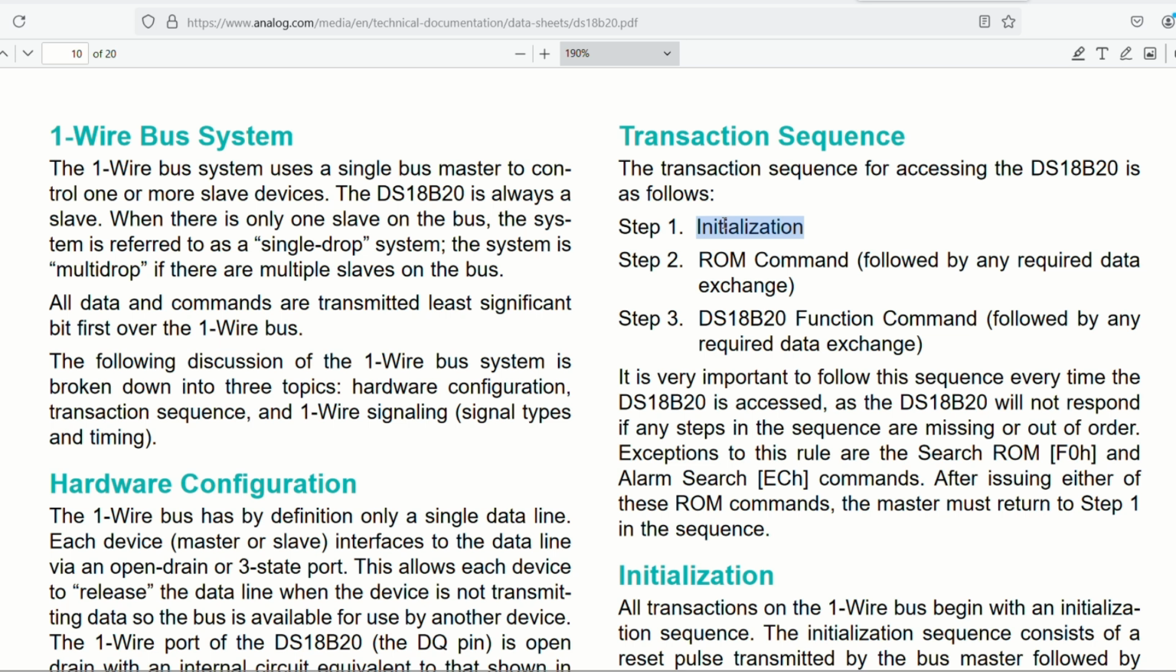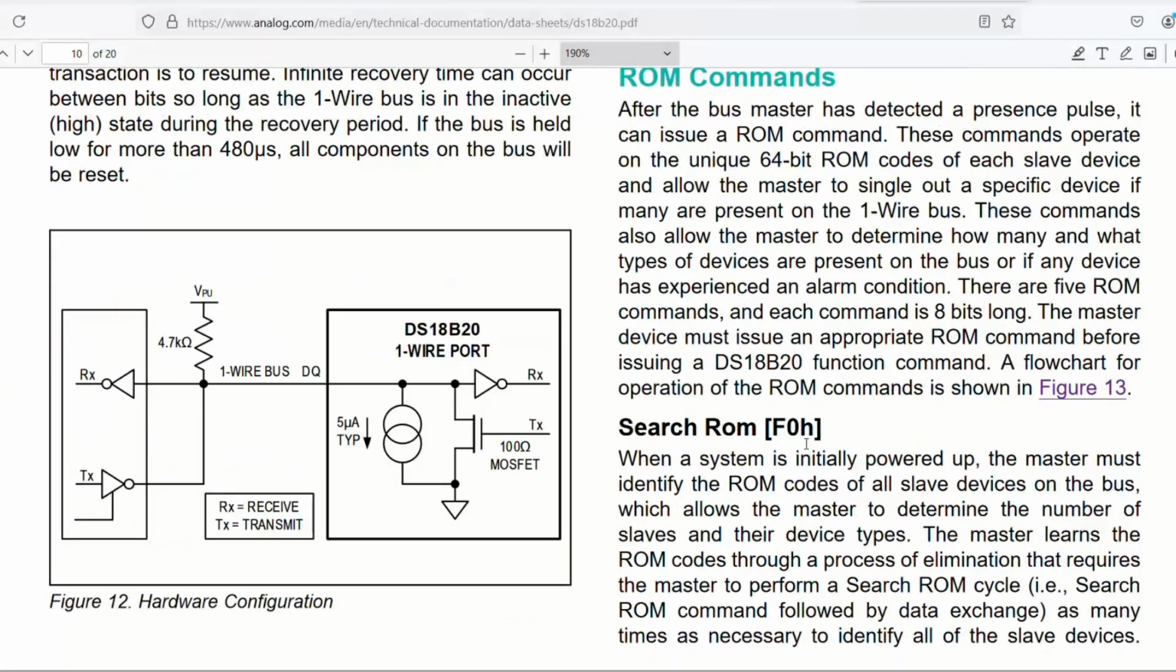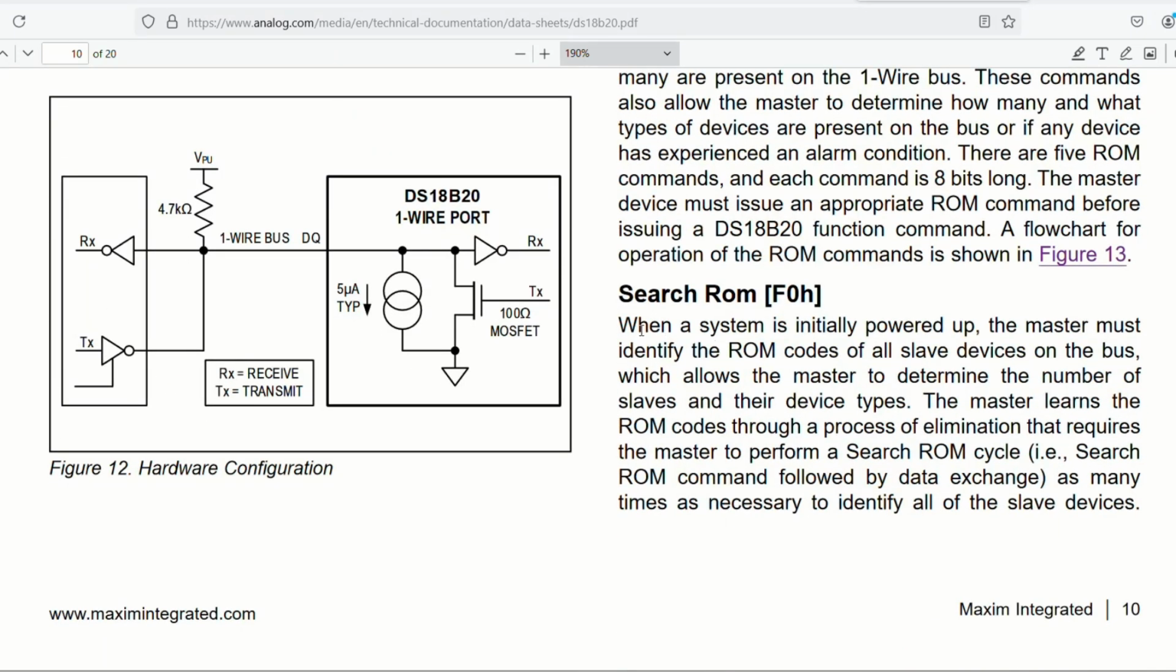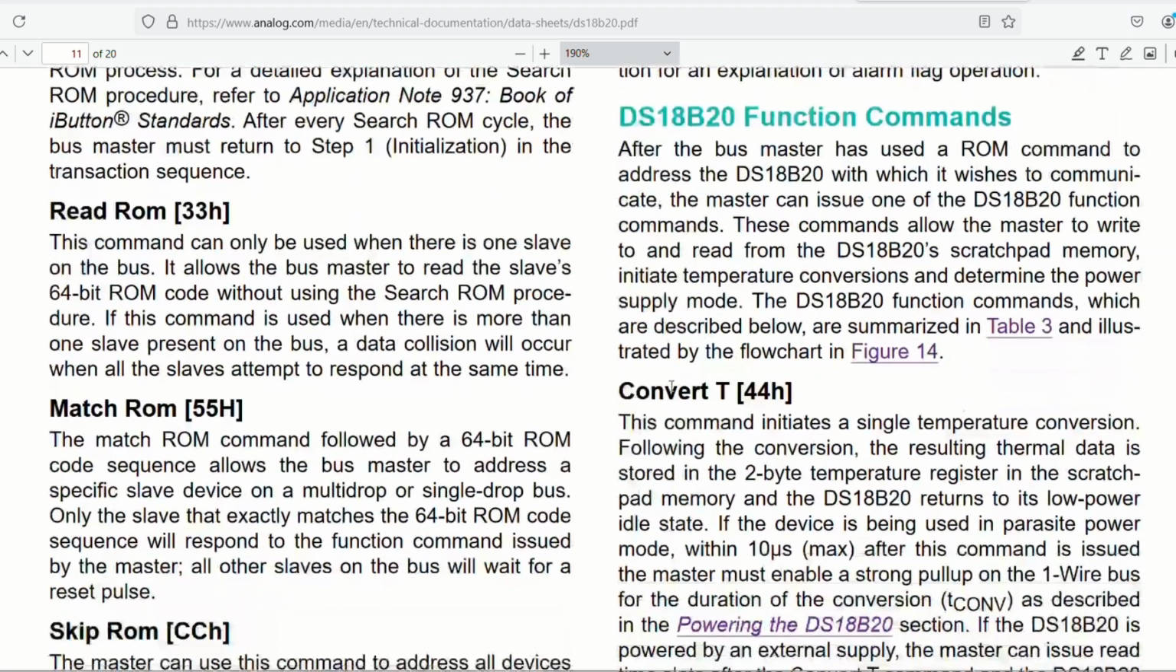The datasheet also mentions the transaction sequence that needs to be followed. First initialization, then ROM command, then function command. In the ROM commands, you have a search ROM command. Then you have a read ROM command. For a single slave device, you can read the ROM address. You have a match ROM command if you know which address you need to match it with. So we'll be using the skip ROM command. We won't be bothering with whatever the device address is for that particular device.